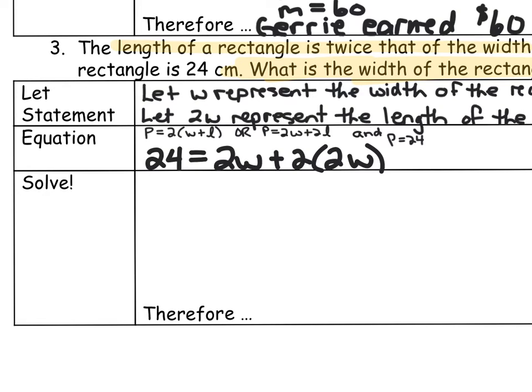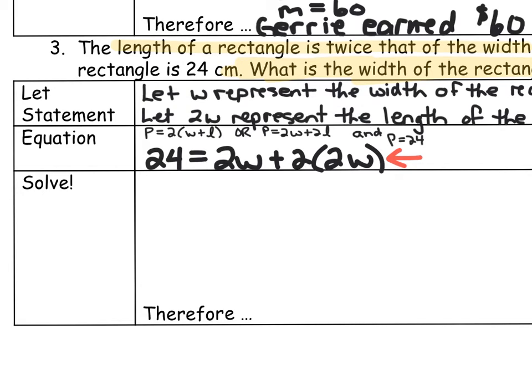And then in this equation, we've got 2 widths. Well, width is represented by W. And then we need 2 lengths. And remember that length is actually represented by 2 times the width. So now we have an equation here that only has one variable in it, which is absolutely required for us to solve for that variable. So now our next step is to solve and find out what W is.